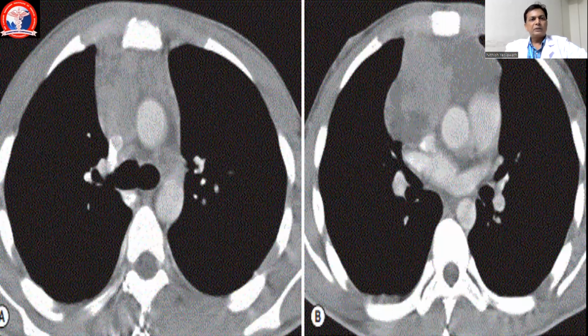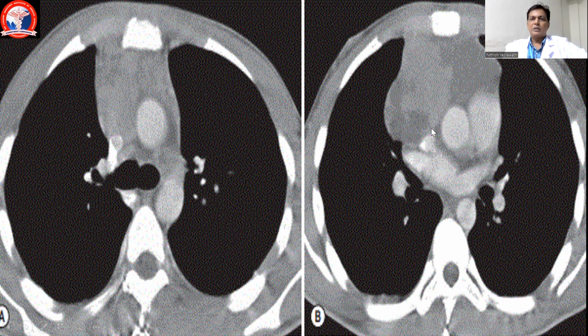Here we are seeing a heterogeneously enhancing lesion. The solid component is showing enhancement, and the fluid content is not showing enhancement. The fat planes between the cardiovascular structures of the mediastinum, as well as the fat plane between the sternum and the lesion, are totally obliterated. This lesion is thymic carcinoma.